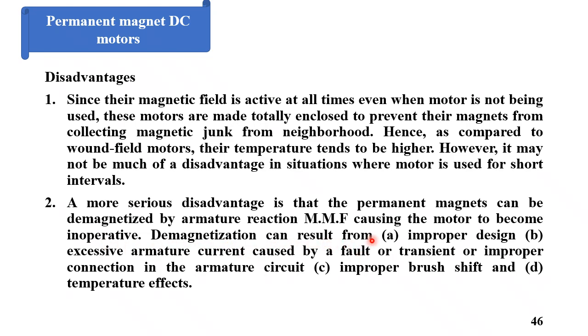Demagnetization can result from improper design, or excessive armature current caused by a fault or transient, or improper connection in the armature circuit, improper brush shift, and temperature effects.